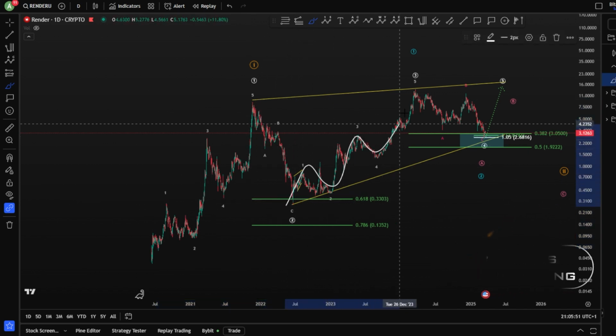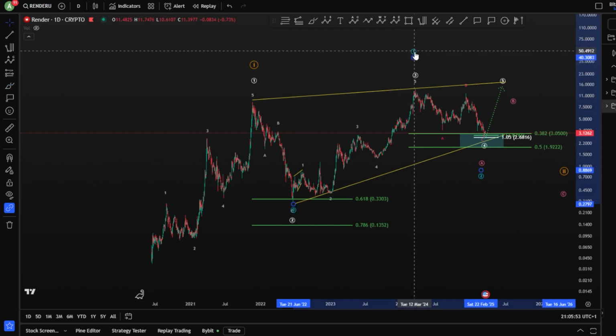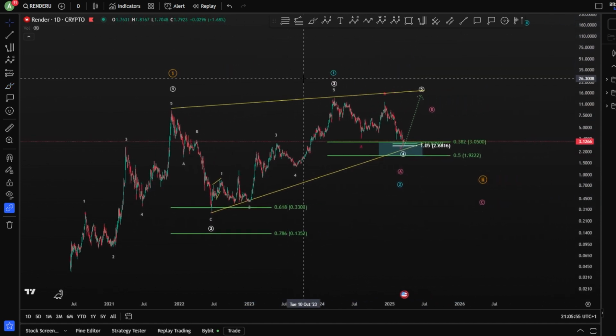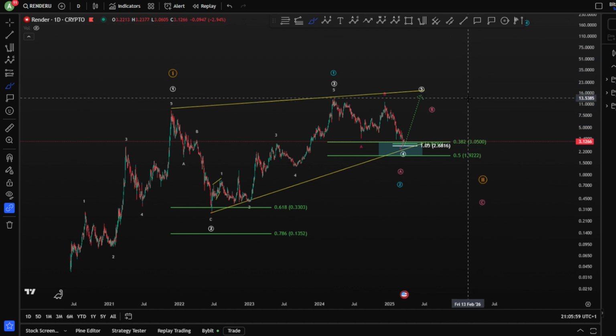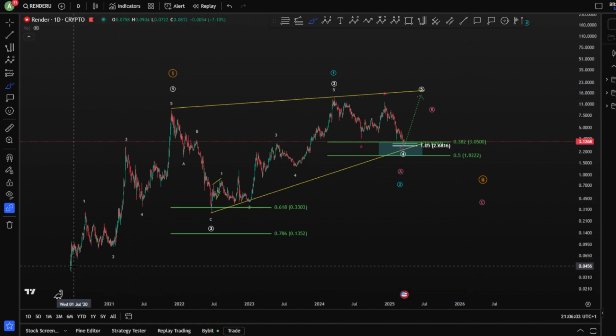Again, we got another impulse toward the upside, meaning it can open the possibility for a double 1, 2, looking for a wave 3, 4, 5, 4, 5 toward the upside. Those are two very nice bullish scenarios.